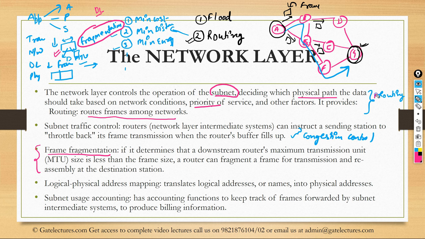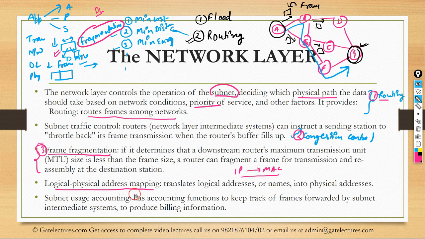So we have three responsibilities now. Number one is routing, number two is congestion control, number three is fragmentation. Now let us look at the fourth responsibility. It says logical physical address mapping. That means you translate a logical address, which can be an IP address, to the MAC address. For this we have different algorithms or methodologies available. This mapping of addresses from logical to physical or physical to logical is also the responsibility of the network layer.